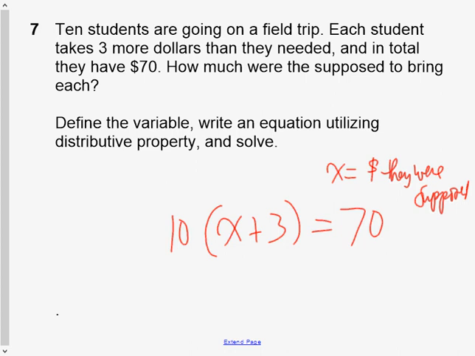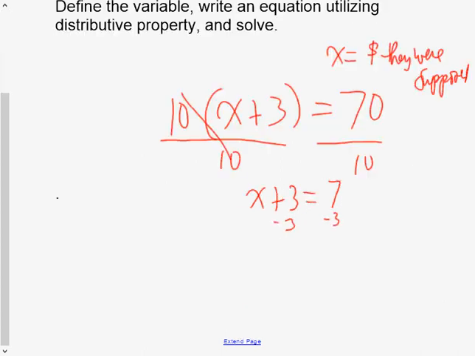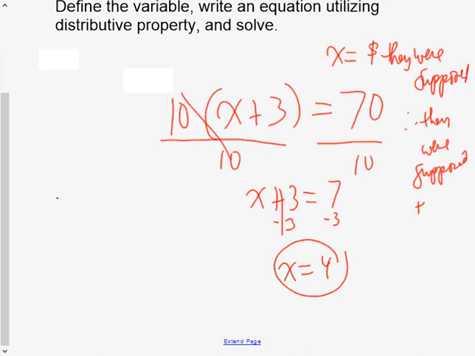So now I've achieved an equation that I can solve to figure out how much they were supposed to bring each. I divide both sides by 10 because I want to do it the simple way. I'm not going to expand it. And that means that each x plus 3 will equal 7. I'm going to subtract 3 from both sides, and x will equal 4. So therefore, they were supposed to bring $4 each. End of story.